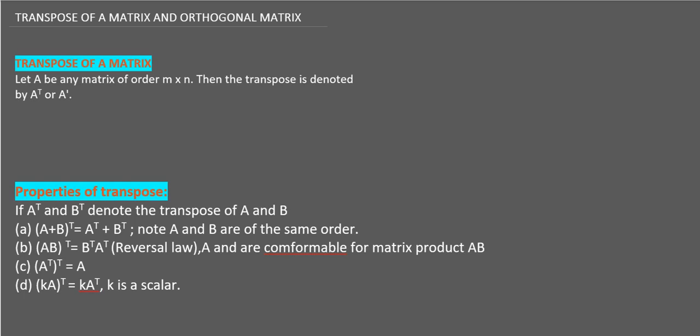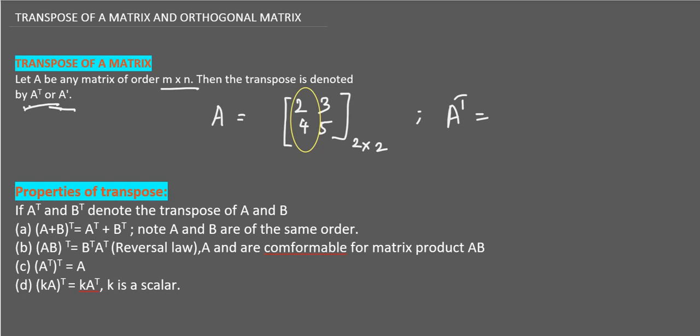Next, we see what is the transpose of a matrix and an orthogonal matrix. Transpose matrix: if A is a matrix of order m by n, the transpose is denoted by A transpose, A power T, or A dash. For example, I take A is equal to the matrix 2, 3, 4, 5, which is of order 2 by 2. Then its transpose, A transpose, will be: the first row of the matrix becomes the first column of the transpose matrix, given as 2, 4. The second row becomes the second column of the transpose matrix. This is the transpose of a given matrix.